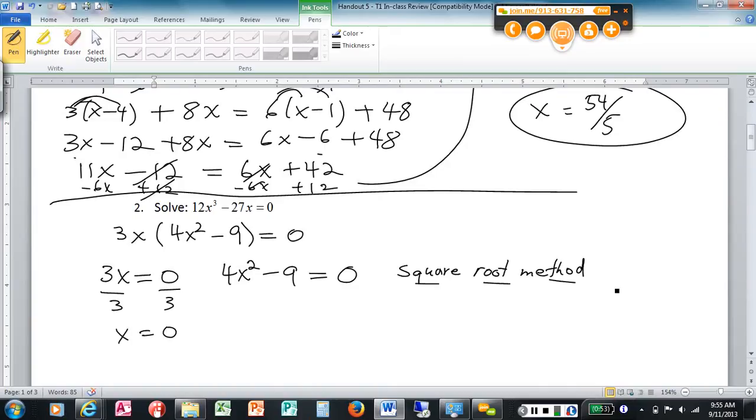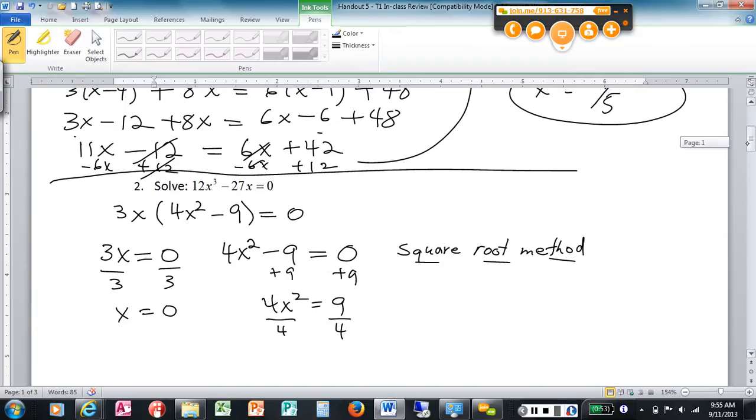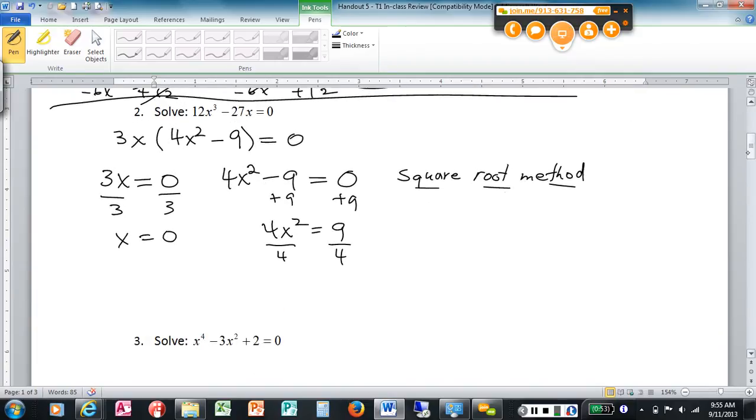On the square root method, with an x squared equation, the square root method works well on ones like this. You just get x squared by itself, so we'd add 9, 4x squared would then equal 9, and then divide off the 4. And that does give me, then, the 4's cancel, x squared equals 9/4.